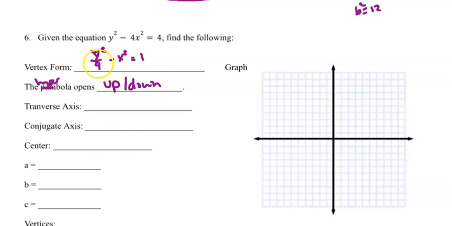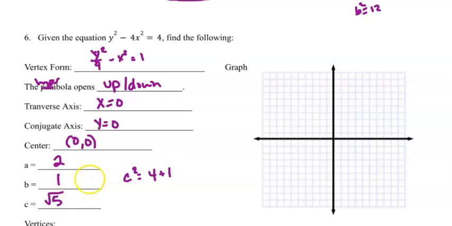I know that my a value is going to be 2 because a squared is 4. My b value is 1 because b squared is 1. I know that my center is the point (0, 0). And since I open up and down, my transverse axis will be the vertical line x equals 0. The conjugate axis will be the horizontal line y equals 0. c squared equals a squared, which is 4, plus b squared, which is 1. So c is the square root of 5.